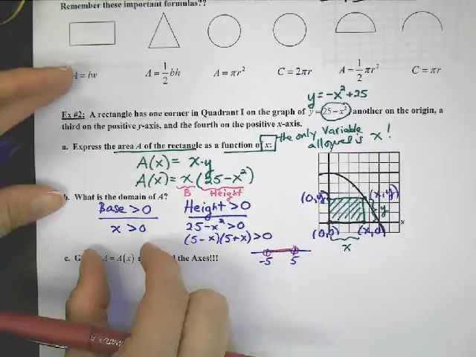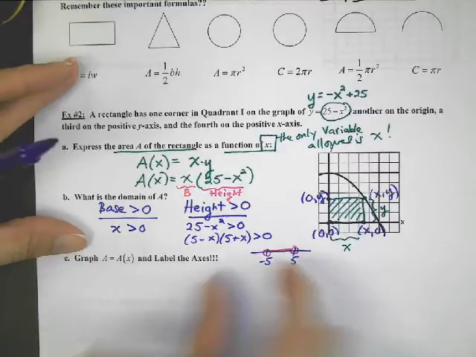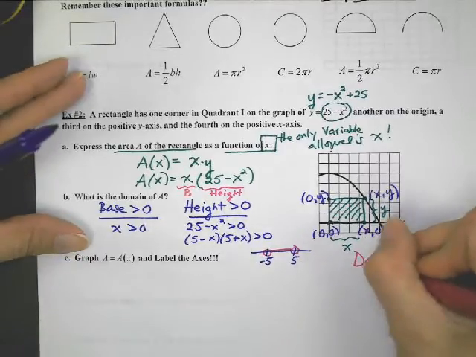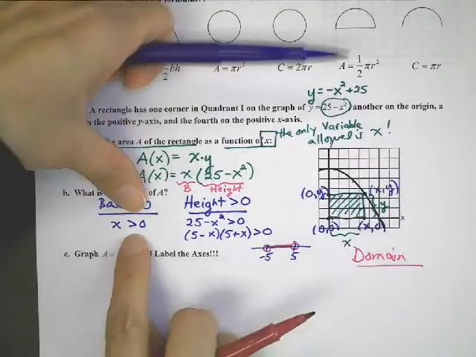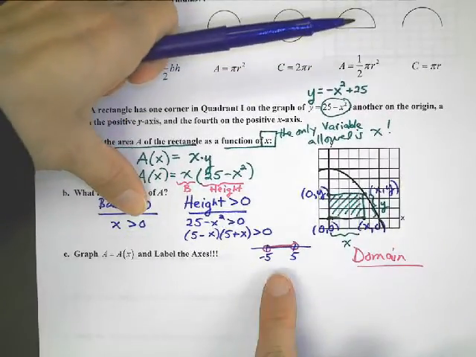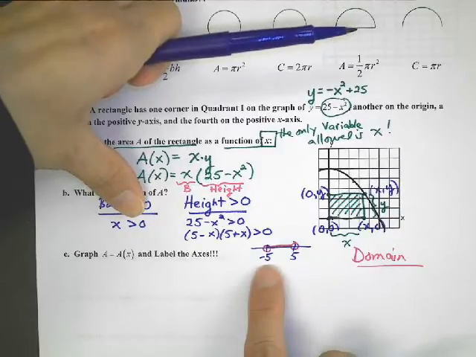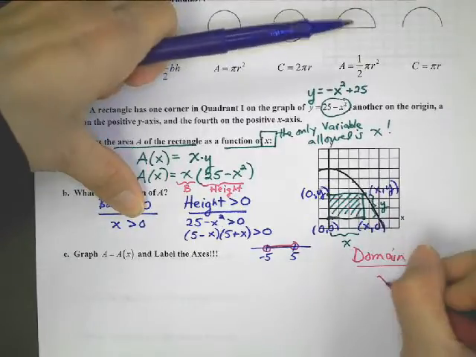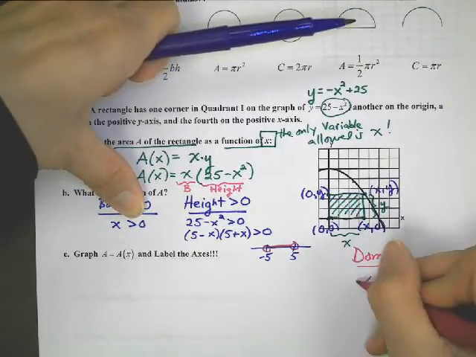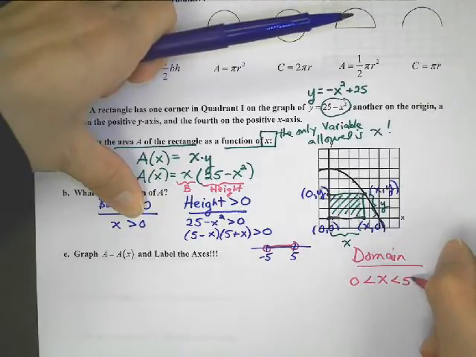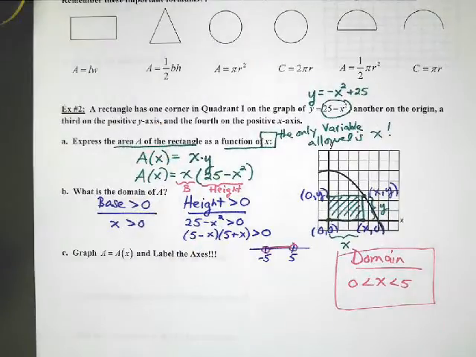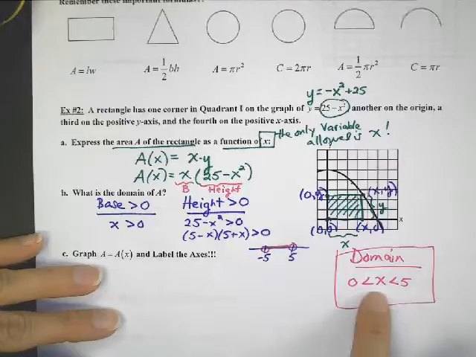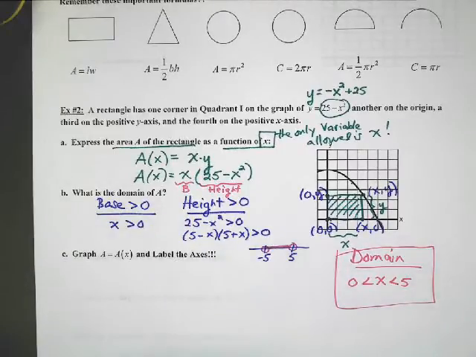Now you have to make sure that the base exists and the height exists. So we're going to put two of these answers together to state the overall domain. He says x must be more than 0. And he says x must be between -5 and 5. So I think x is going to be between 0 and 5. And that's the domain of my area equation. That's not the domain of this parabola graph. This is the domain for the rectangle.